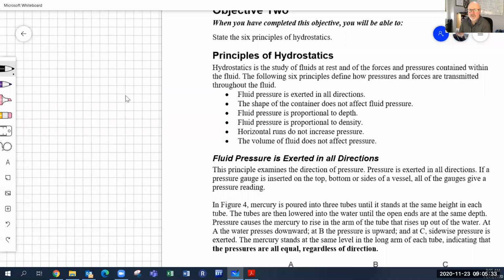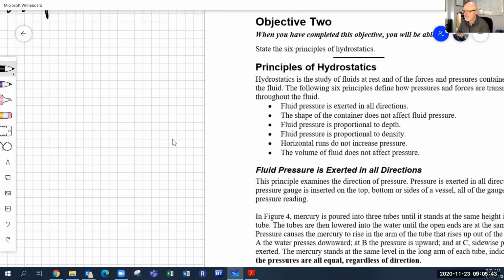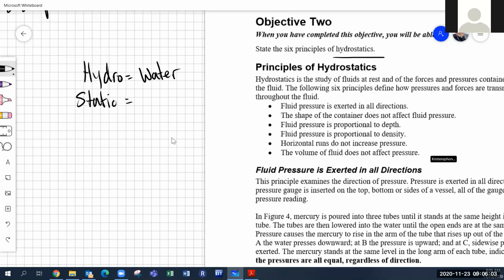Now, before I begin, hydrostatics. Does anybody know what the term hydro means? Anybody? Is it water? Water. Hydro is water, is what we're talking about. And then how about static? Does anybody have an idea what static? Unmoving or unchanging. Say that again? Unmoving or unchanging. That's right. It's standing still.